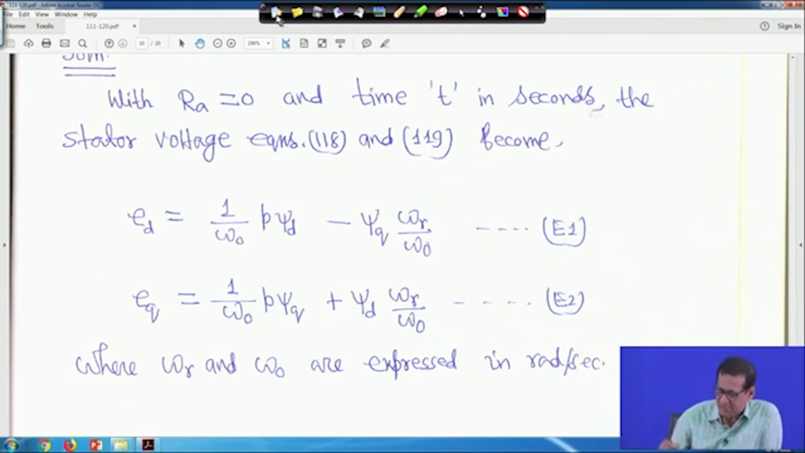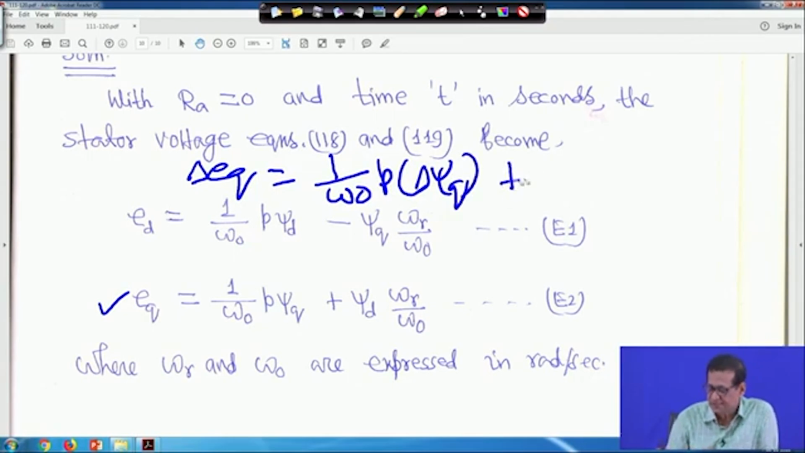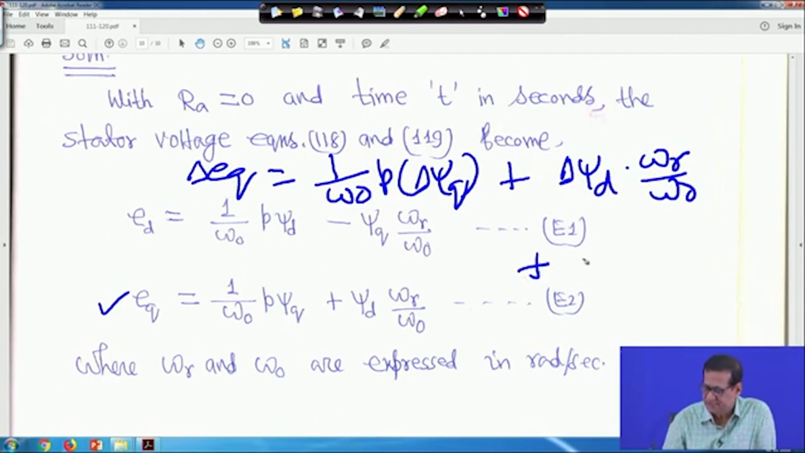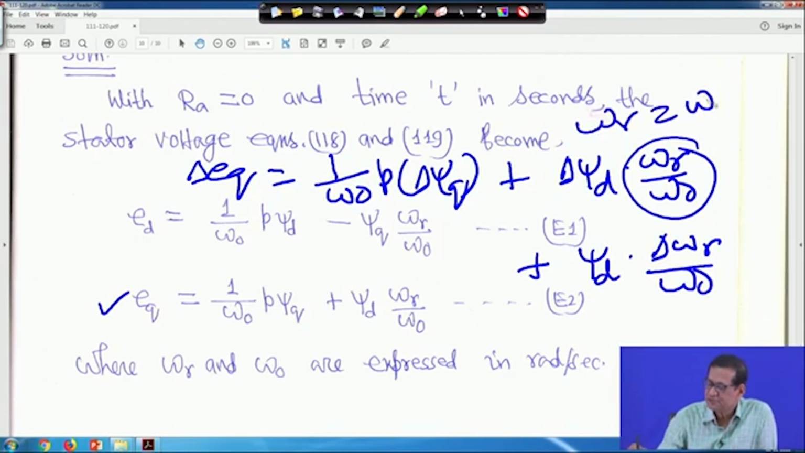Similarly, if you take small perturbation for equation E2, for delta Eq, then here also it will be like this: delta Eq is equal to 1 upon omega 0, then p delta psi q, plus delta psi d, then omega r by omega 0, then plus psi d into delta omega r by omega 0. So, here omega r is equal to omega 0, this we have assumed.